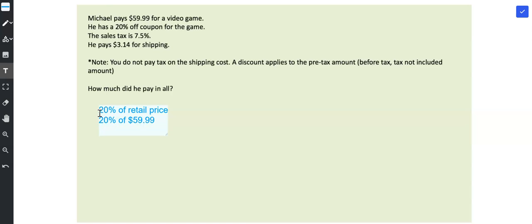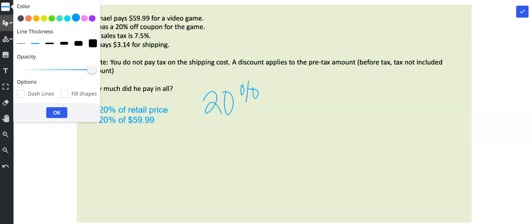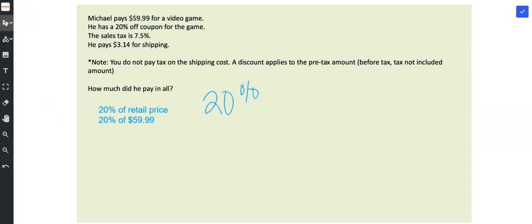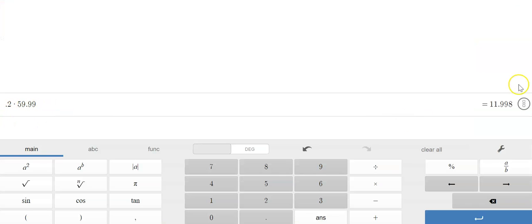And then we change the 20% to a decimal. So the decimal starts out here, and we move it 2 times to the left. So we get 0.2. So 0.20 or 0.2 times the $59.99. And when we multiply that, we get 11.998, and then we'll round it.